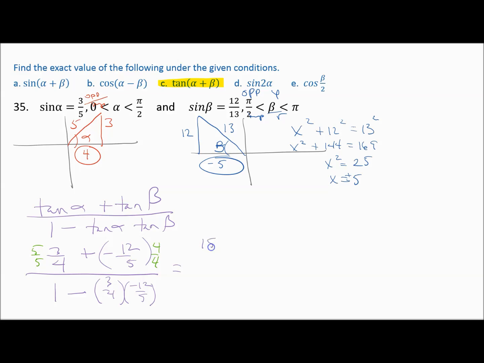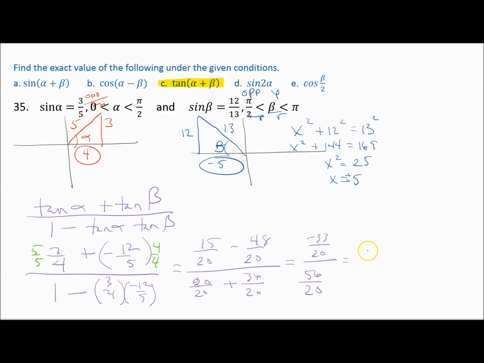So that's going to give me 15 over 20 minus 48 over 20 divided by, okay, in the denominator here I've also got a 20, so I'm going to go ahead and write this guy as 20 over 20 minus, and then 3 times the negative 12 is going to be negative 36, so that's going to make that plus 36 over 20. I keep going, so 15 minus 48 gives me negative 33 over 20. Divided by 20 plus 36 will be positive 56 over 20.